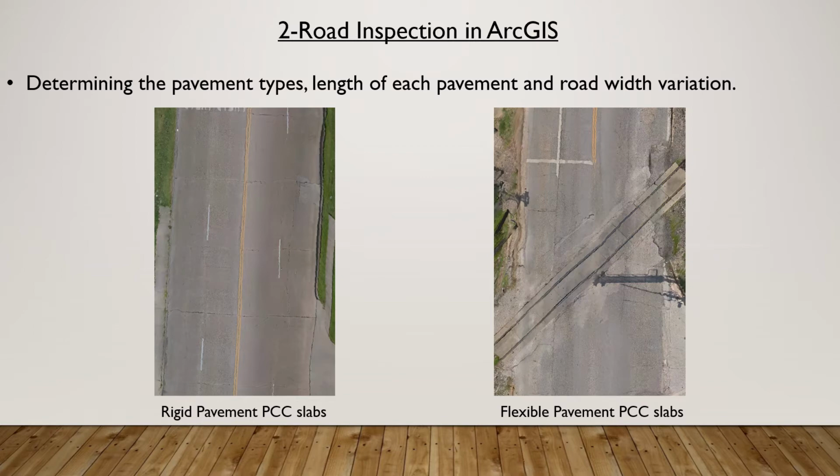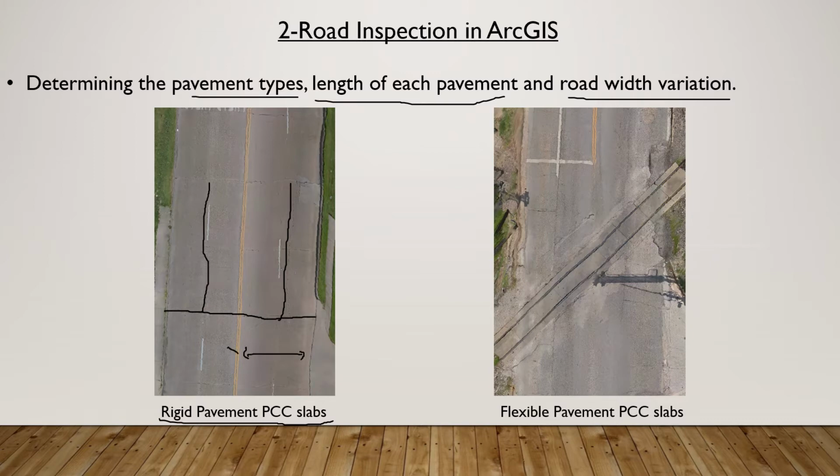The aim of the road inspection in ArcGIS is to determine the pavement types, the length of each pavement, and road width variation. For example, here, this is a rigid pavement, Portland cement concrete slabs. As you can see here, we have transverse joints and longitudinal joints. Here we have 2 lanes in each direction.